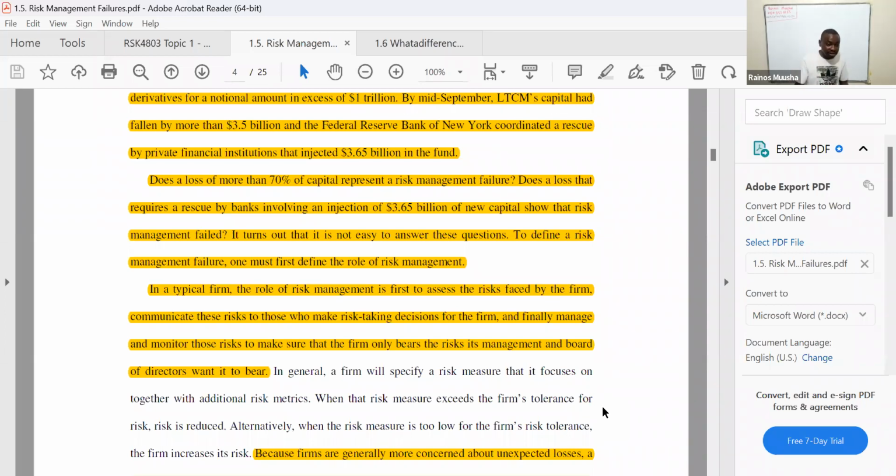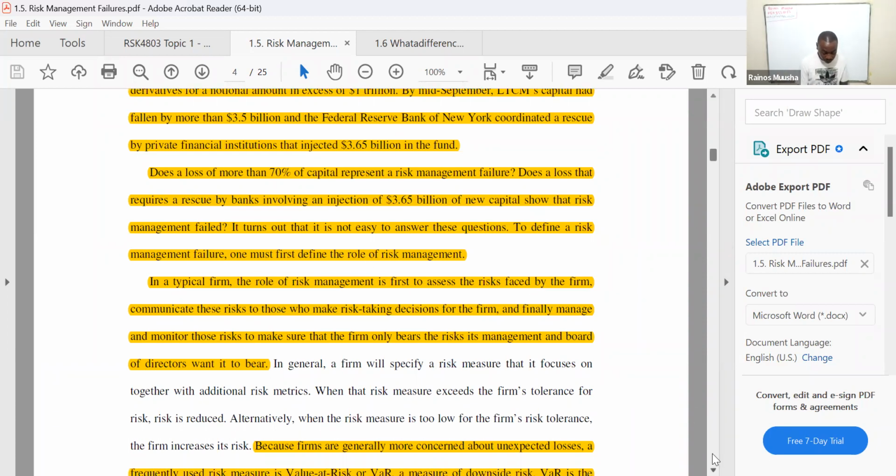Then after the board makes the decision on exactly how much risk they are willing for the firm or for the company to be able to expose themselves to, you as the risk manager now, it's your job to ensure that you monitor and review your risk exposure, so that all the activities of the organization are going to be falling within the desired risk exposures that have been set forth by the board. So that's basically what they're trying to put across on this particular point.